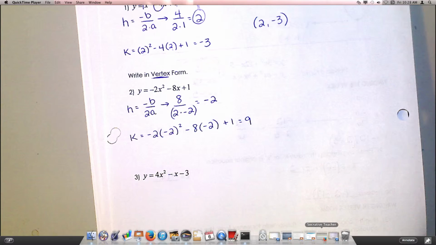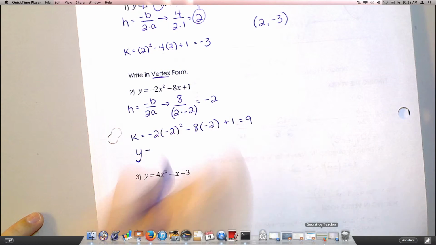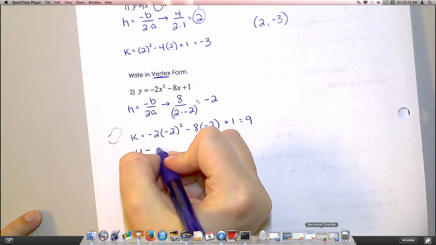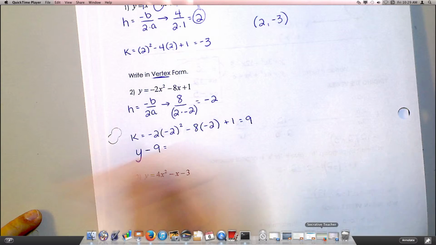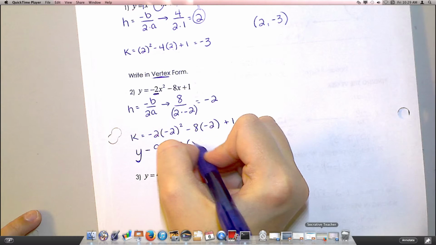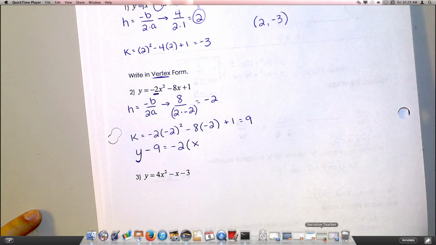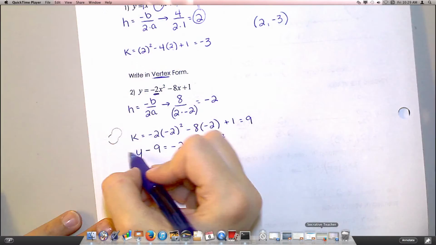And since this said write it in vertex form, now I do have to write the equation. So I'm going to say y minus k. So y minus, what's k? 9. K was 9. Y minus 9 equals, what's my a value? Negative 2. Negative 2 came from up here. Negative 2. And then x minus h. So what's that going to look like? x plus 2 squared. And that would be your final answer for vertex form.